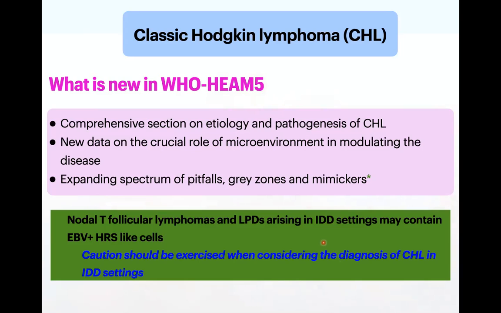Mind you, classical Hodgkin's lymphomas occur in the immunodeficiency setting also, but many of the lymphomas arising in this IDD setting are EBV positive, showing EBV positive HRS-like cells, and in those cases, you should be very careful before calling it classical Hodgkin's lymphoma.